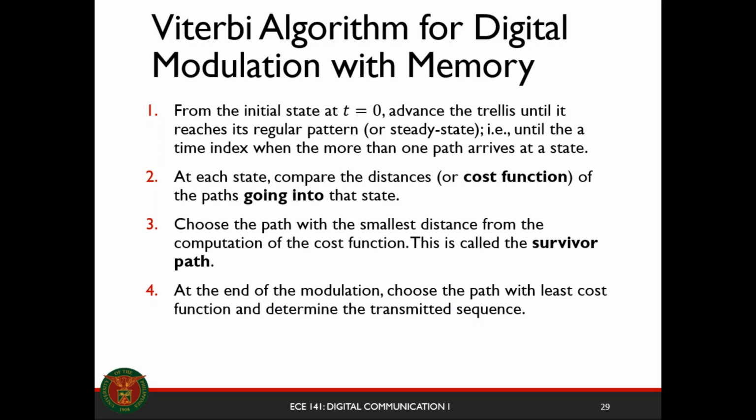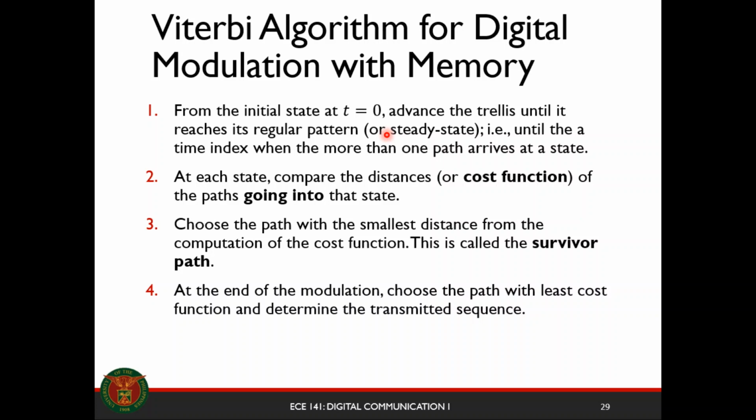So from the initial state at t equal to 0, you advance the trellis until it reaches what we call the steady state pattern. So basically, that's when your trellis converges onto a certain state. Okay? If that is not clear, then you should look at the previous lecture.